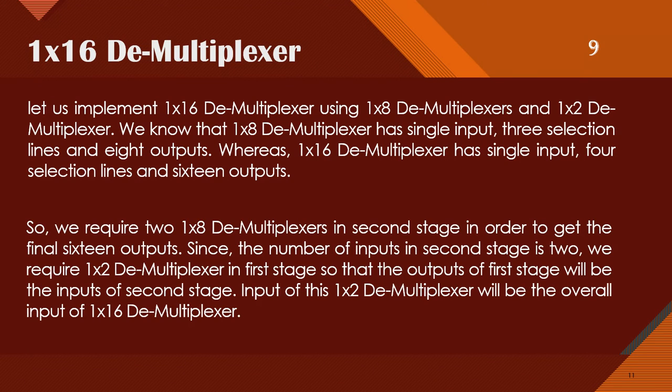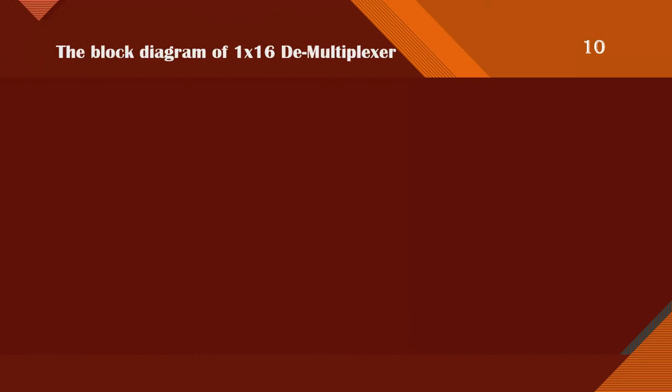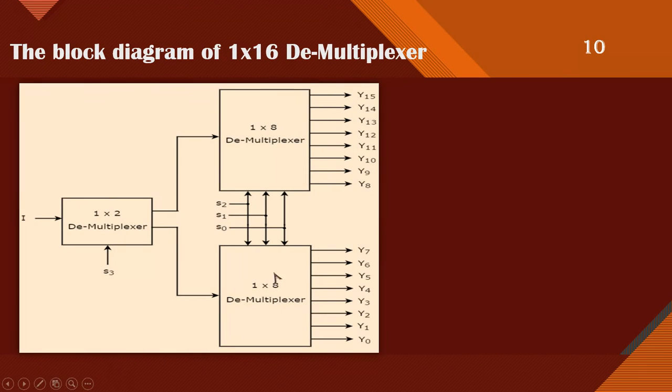So we require two 1 into 8 demultiplexers in the second stage in order to get the final 16 outputs. Since the number of inputs in the second stage is 2, we require a 1 into 2 demultiplexer in the first stage, so that the output of the first stage will be the input of the second stage. The input of this 1 into 2 demultiplexer will be the overall input of the 1 into 16 demultiplexer, same as we have done in 1 into 8. Here the 1 into 2 demultiplexer has input I and S3 as the selection line.